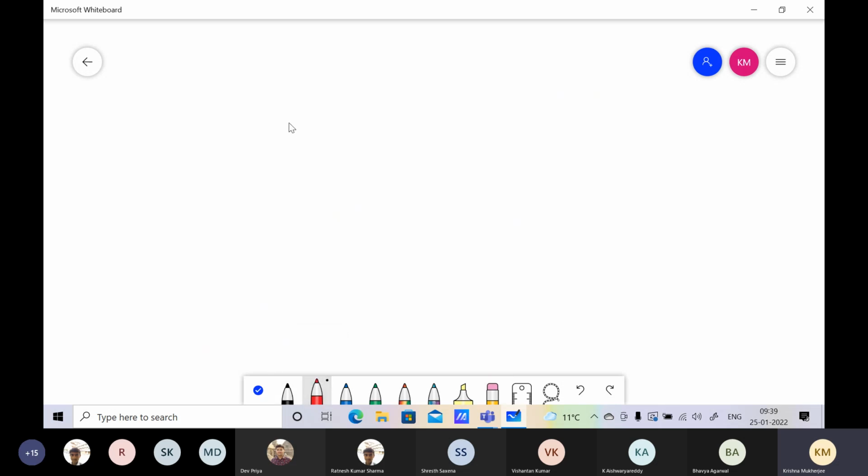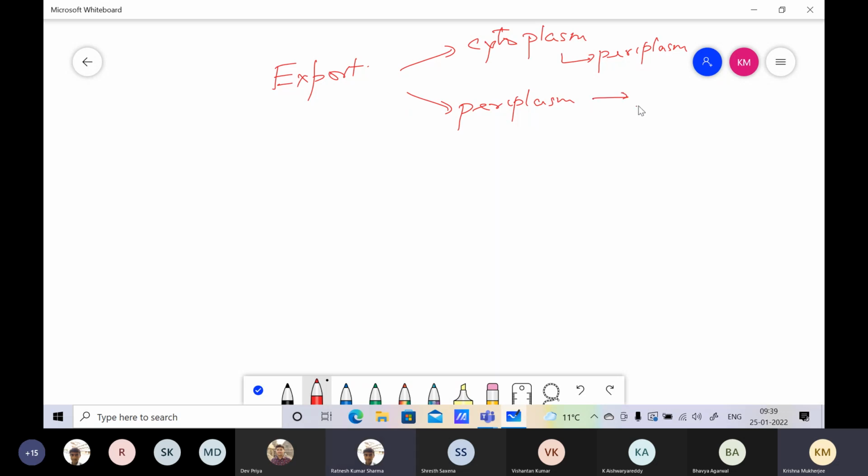So the second part is actually export. And there are two components to export. One is from the cytoplasm to the periplasm. You're all familiar with cytoplasm, periplasm? And the second, more difficult one, is from the periplasm to the extracellular space, completely outside. Now, you will say, why not put it directly outside? But unfortunately, it is too difficult.